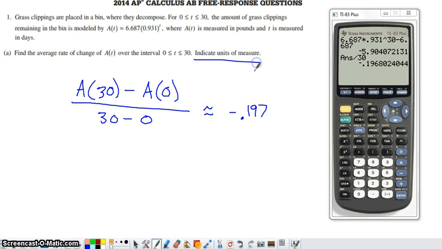Don't overlook little phrases like this, indicate units of measure. Well, A is being measured in pounds here, so this would be measured in pounds per, right? We have units of pounds in the numerator, and then in the denominator these are t values. 0 and 30 are values of t, and t is being measured in days, so that would be pounds per day, if I could spell day properly. So over the course of this 30-day stretch, the average rate at which the grass clippings decompose would be about negative 0.197 pounds per day.